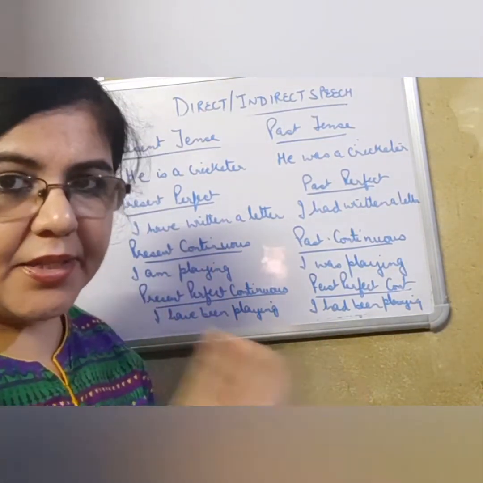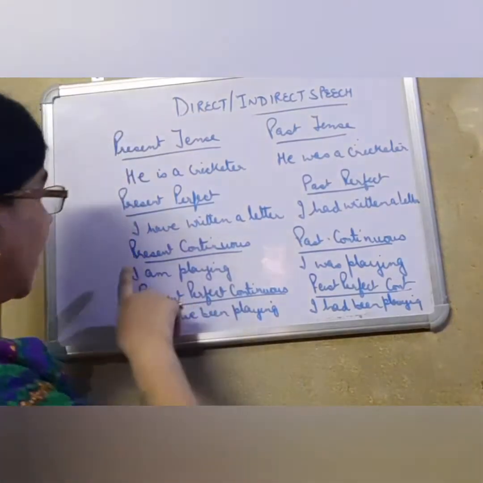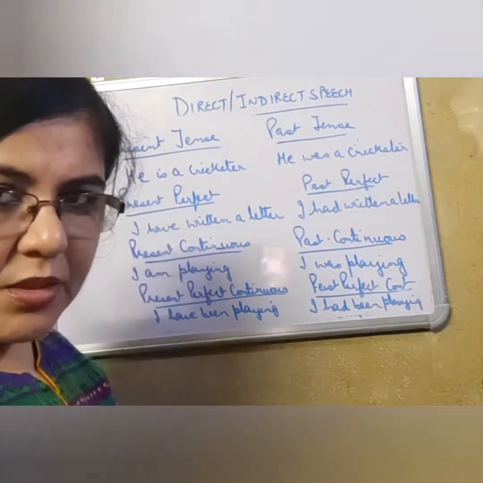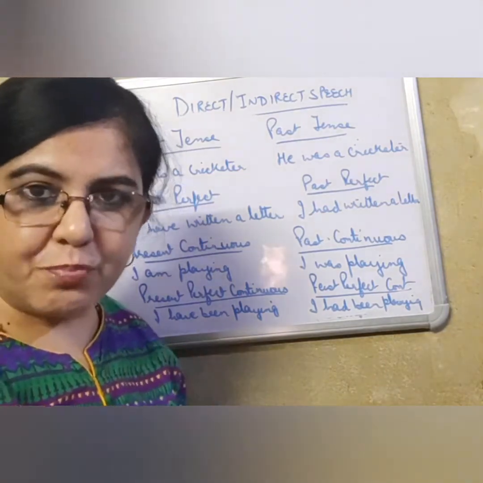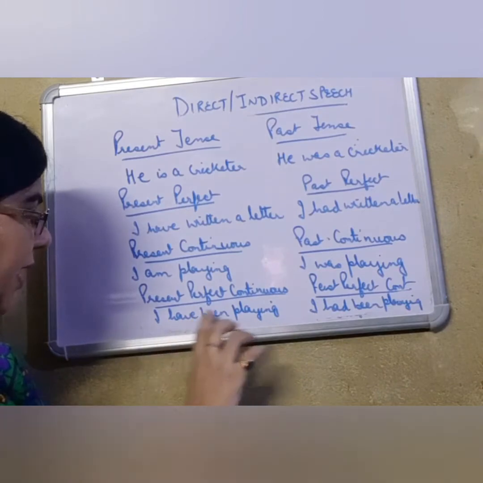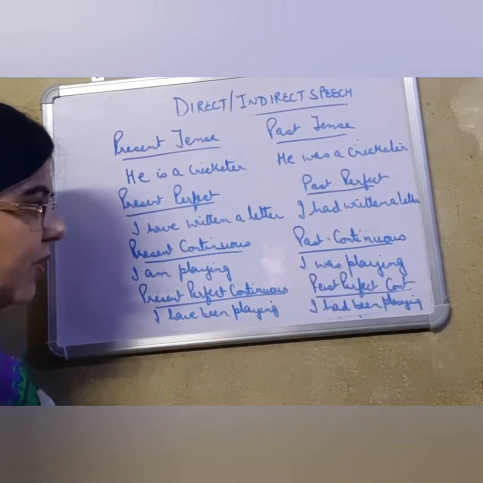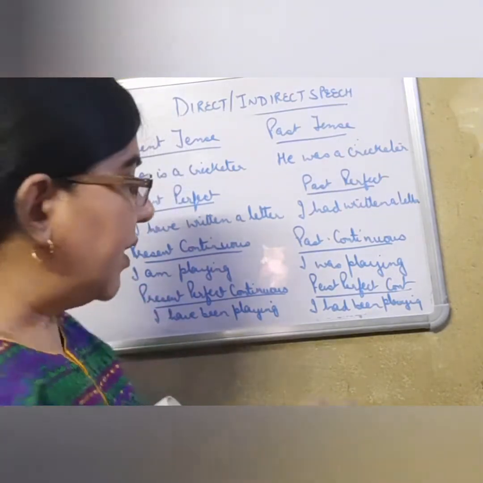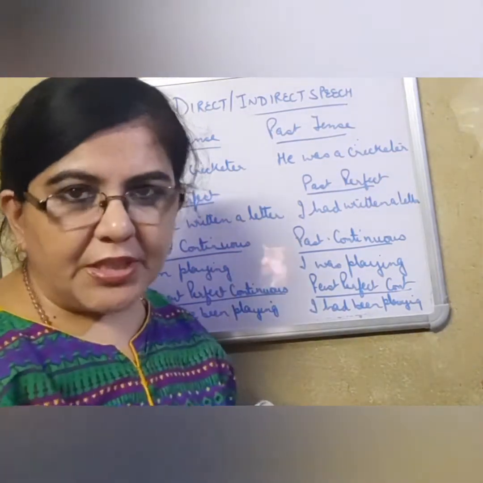I had written a letter. Present continuous, I am playing, you will be writing I was playing. Present perfect continuous, I have been playing. Past perfect, I had been playing. Some rules also will be applying, but these things should be very much clear.